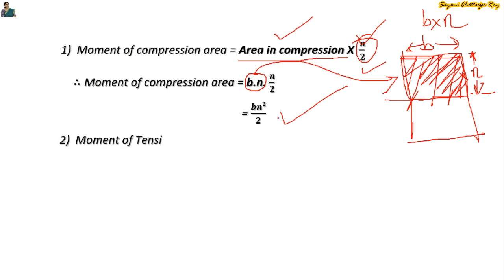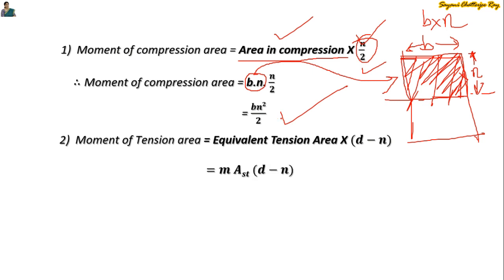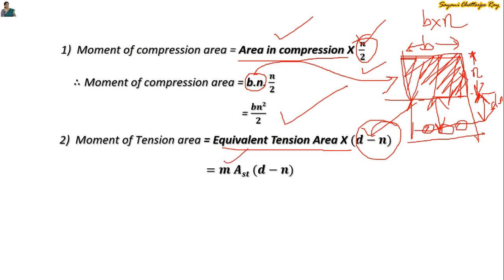In the similar fashion, we will find out the moment of the tensile area, which is equal to equivalent tension area multiplied by the distance of the centroid of the steel reinforcement from the neutral axis. So here was our reinforcement. From the center of the reinforcement till this neutral axis, this is nothing but d minus n. So this d minus n is nothing but this distance. So equivalent tension area is nothing but the modular ratio multiplied by area of these steel bars. So it is AST. So m into AST into d minus n. Now what we will do?